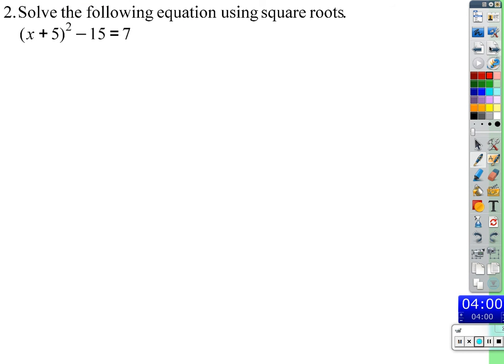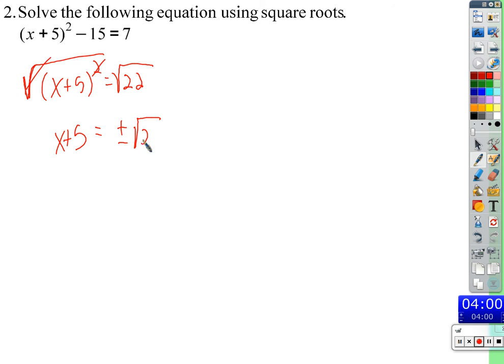Get the square whatever it is by itself. How will we do that? So we got 22. And now we have something squared equals something else. Now that square thing is by itself. We can take the square root of both sides, canceling the square and the square root. Plus or minus the square root of 22.